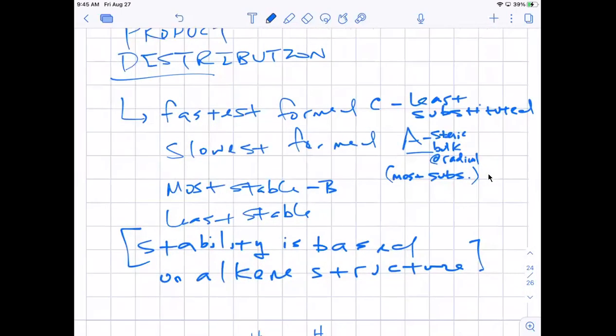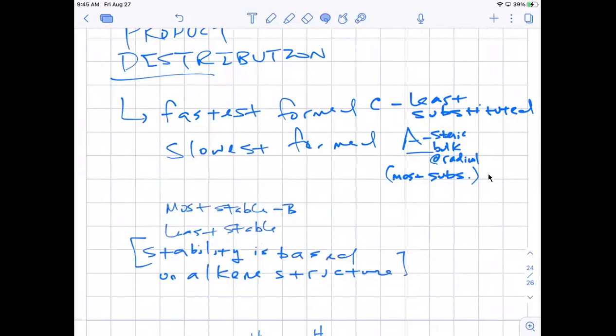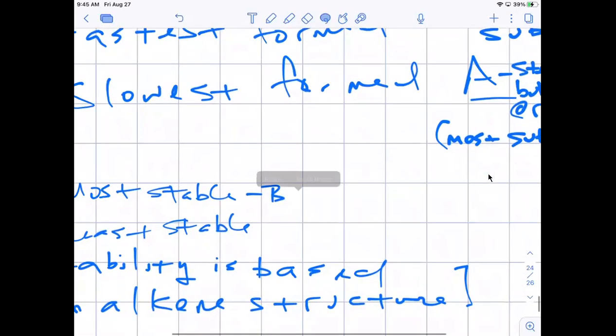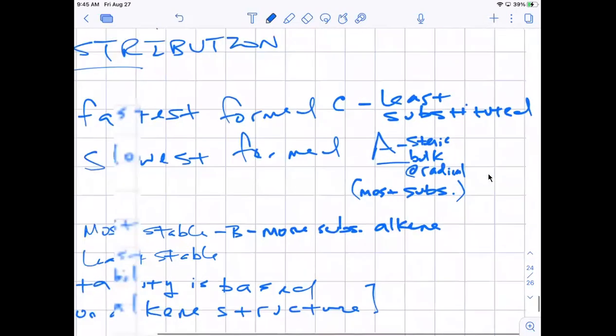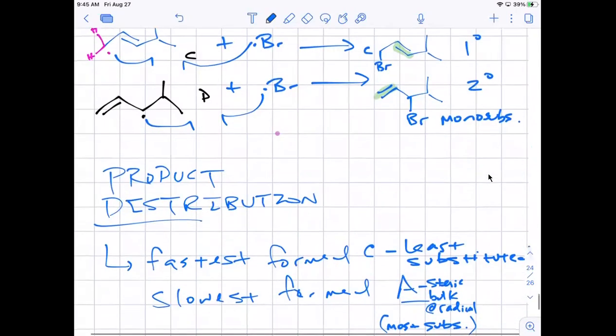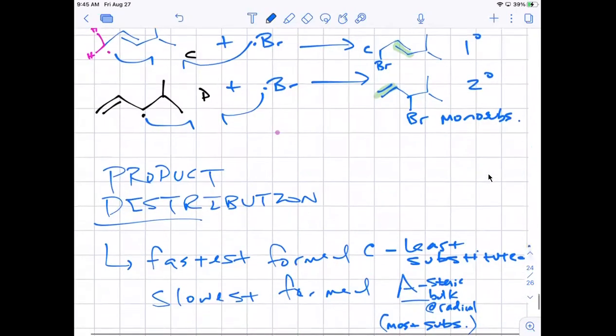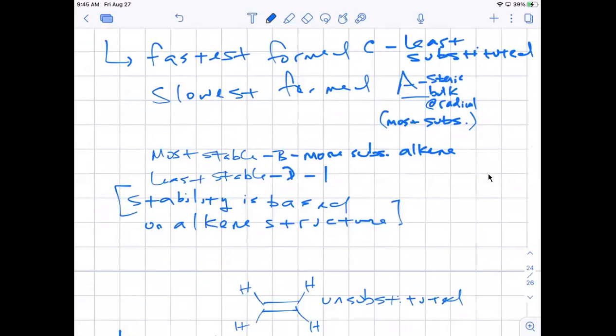Let me shrink that because I don't want this looking crappy when you go back and look at the notes. Your more stable product is B because it's a more substituted alkene. And by that same token, D is going to be the least stable because it's the least substituted alkene.